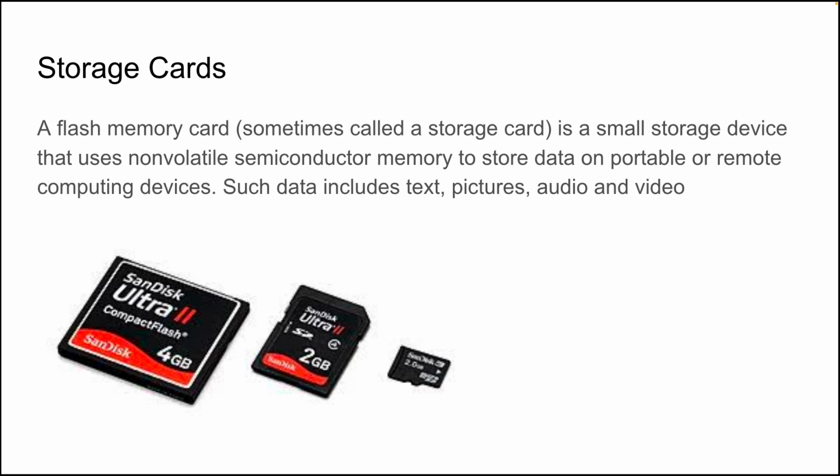So the compact flash offers 4 gigs. As you can see, the SanDisk offers 2 gigs. All of these offer gigs. So I have some cards that have like 128 gigs. I've had some cards that have 256 gigs. It all just depends on what you want and what you need. For video editing, you need a little bit more.